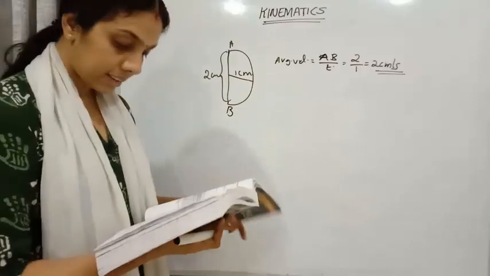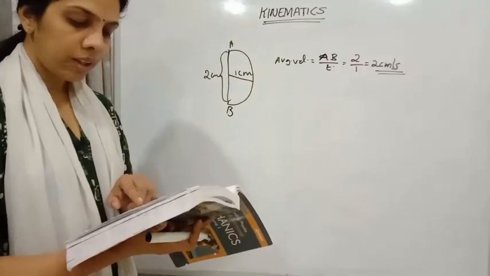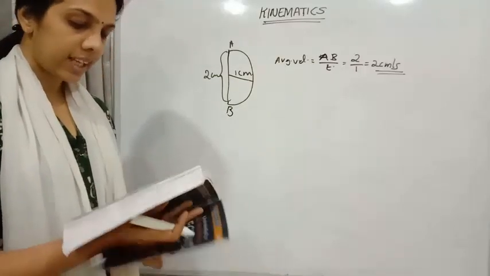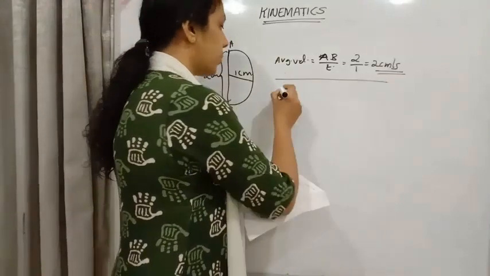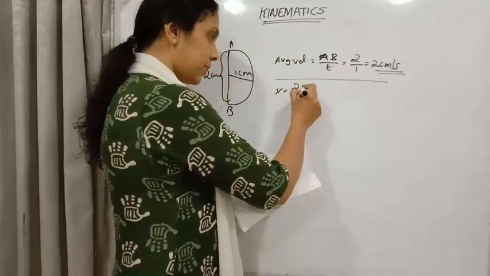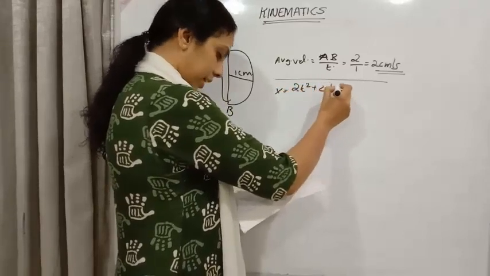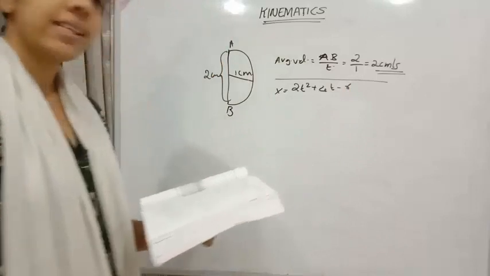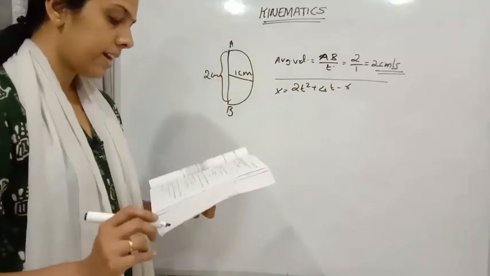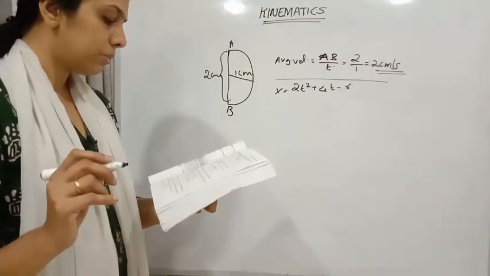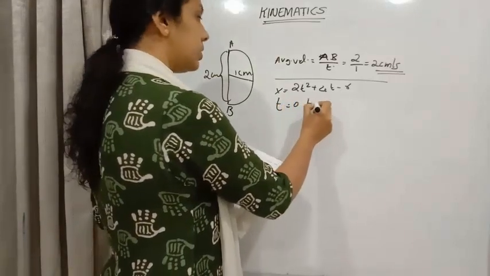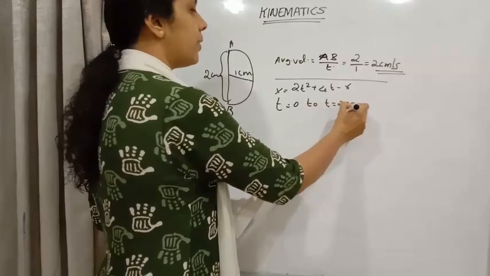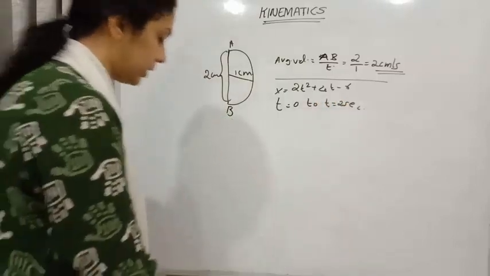Then next, a particle is moving along the x-axis. Its x coordinate varies with time as x equals 2t square plus 4t minus 6. Here x is in meters and t is in seconds. Find the average velocity between the time interval t equals 0 to t equals 2 seconds. We need to find out the average velocity.